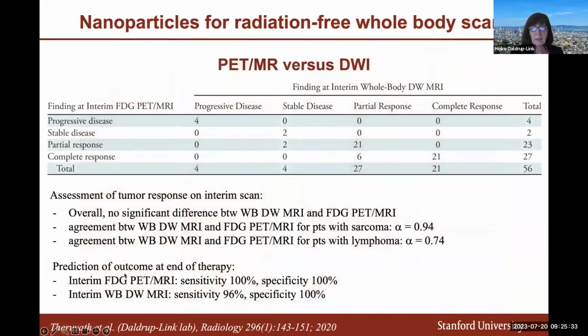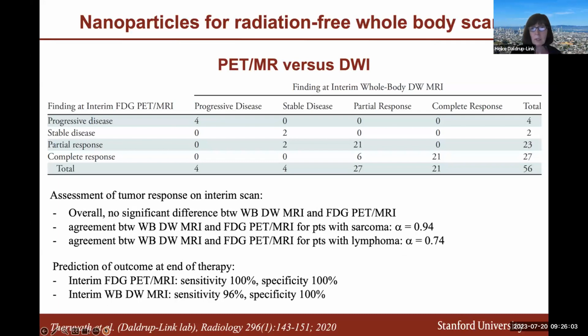In our statistical analysis, we found overall a high agreement between whole body diffusion weighted MRI and FDG PET MRI for treatment monitoring for patients with sarcomas, very high correlation coefficient. We found a lower agreement for patients with lymphomas. You see here we had a correlation coefficient of only 0.74.